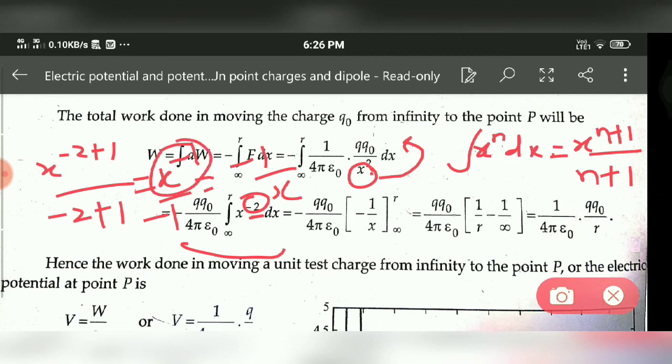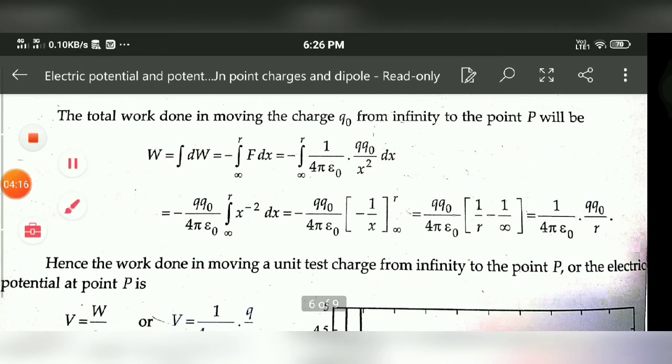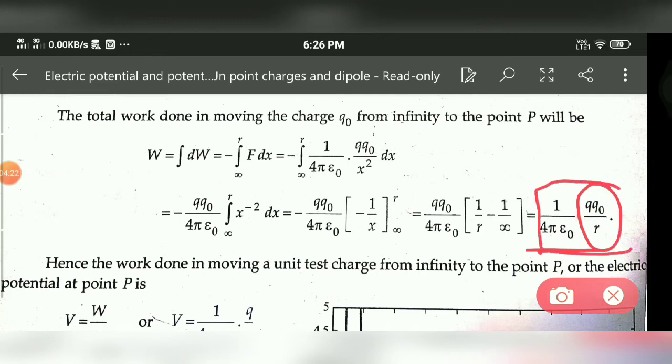So we get minus Q naught by 4 pi epsilon naught, with the minus sign, 1 by x, where the limit is from infinity to R. Substituting the upper limit first, then minus the lower limit, and taking this minus sign common, minus minus becomes plus. So we get Q naught by 4 pi epsilon naught times upper limit minus lower limit. 1 by infinity is 0. So we get 1 by 4 pi epsilon naught times 1 by R into Q naught. This is the expression of work done.